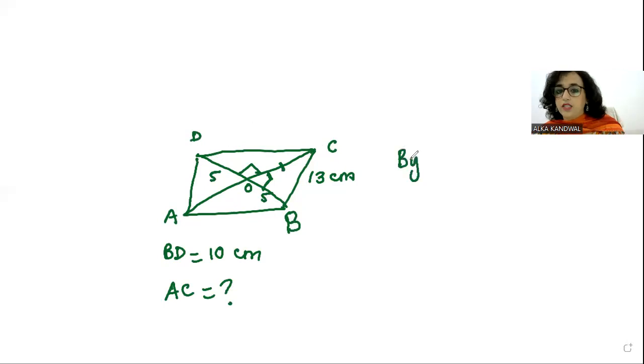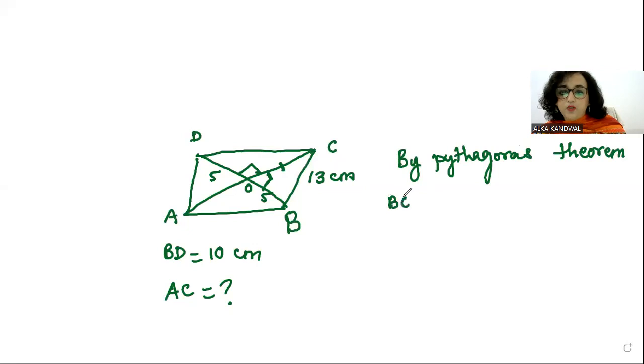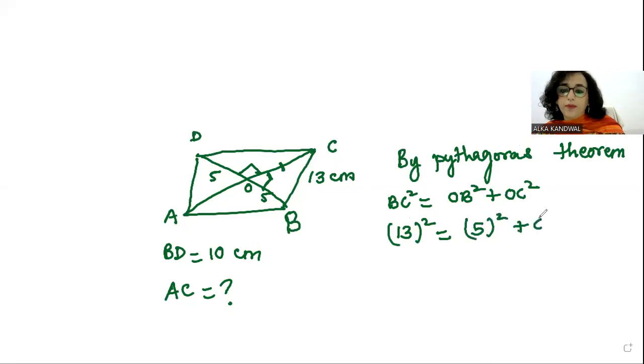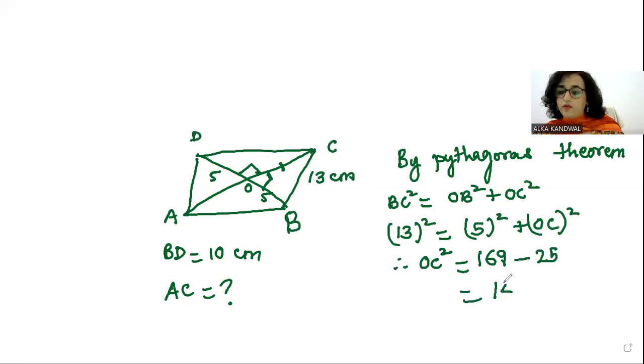Because by Pythagoras theorem, what will happen? Tell me. Do you know Pythagoras theorem, that hypotenuse square, meaning BC square, will be equal to OB square plus OC square? Is it not? Now what is BC square? 13 square. OB is also known? Yes, 5 square. And OC we do not know, so let us calculate OC square. Therefore OC square will be equal to 13 square, that is 169, minus 5 square, 25. So OC square is equal to 144.